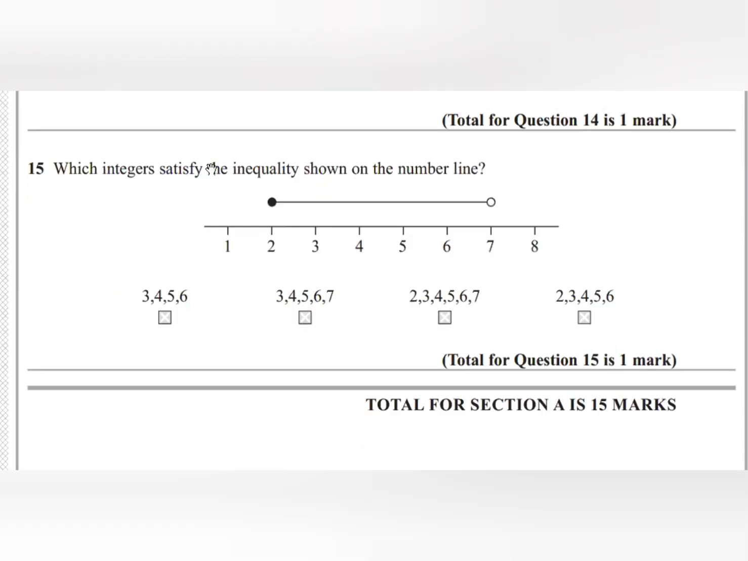Question 15. Which integers satisfy the inequality shown on the number line? Now, this is a number line. This is the inequality. These are the parts of the inequality. You have to find the numbers that satisfy this inequality. Now, first you have to understand the meaning of these dots. And what does it mean if it's closed? And what does it mean if it's open?